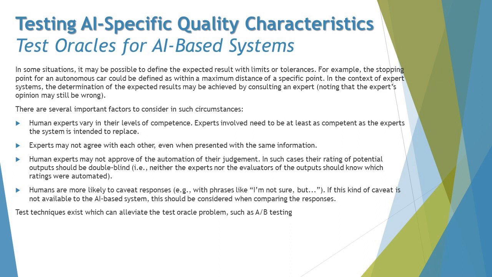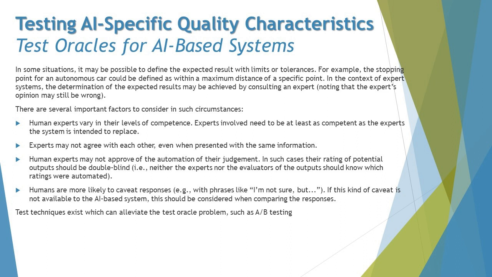So the expert definition matters when you say that you're talking to an expert. Human experts may vary in their level of competence. The expert involved needs to be at least as competent as the expert the system is intended to replace. So the person should have knowledge and experience about the system. The experts may not agree with each other even when presented with the same information. Sometimes you may have multiple people contributing to your project and they can have conflict among themselves, not agreeing, though the information is exactly the same.